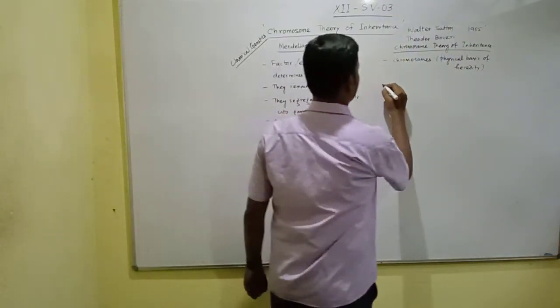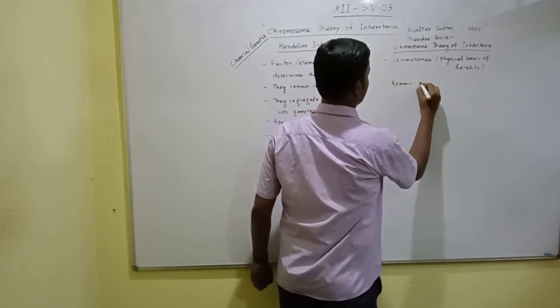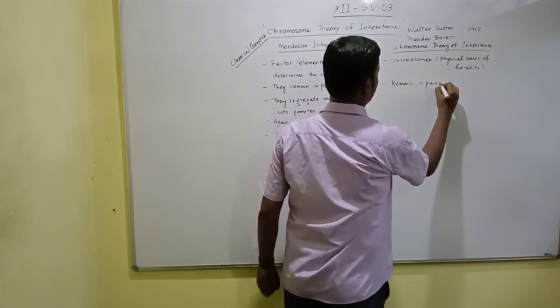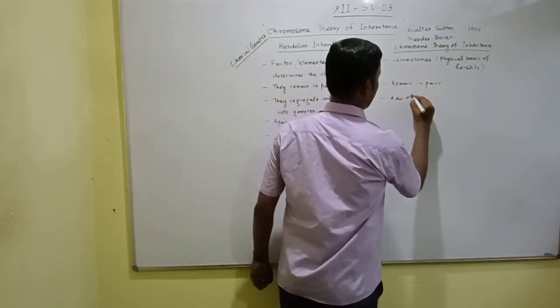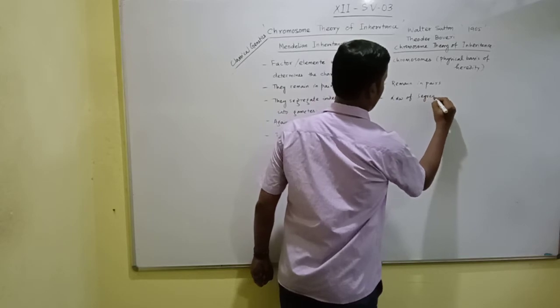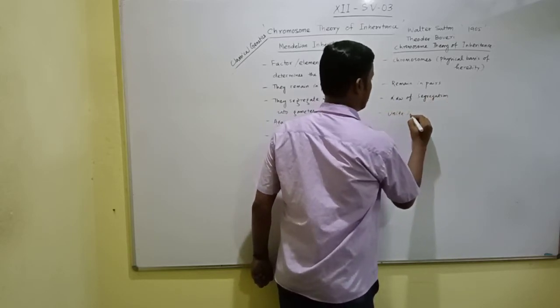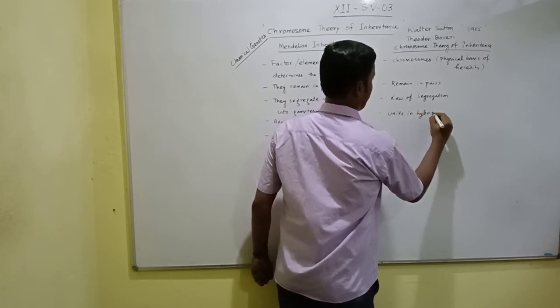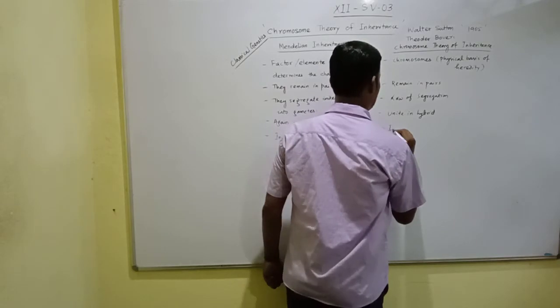They remain in pairs. It is also the same. They segregate, showing the law of segregation, unite in the hybrid, and finally show independent assortment.